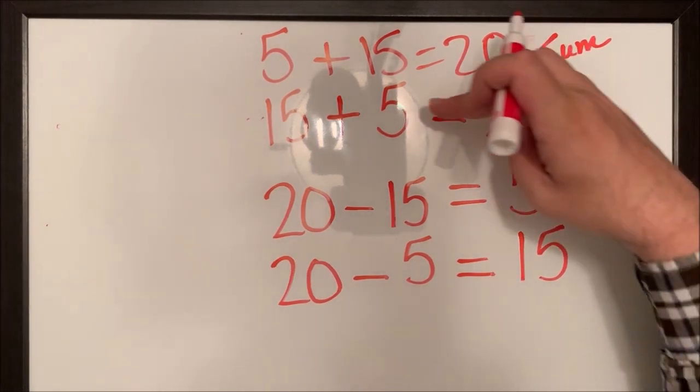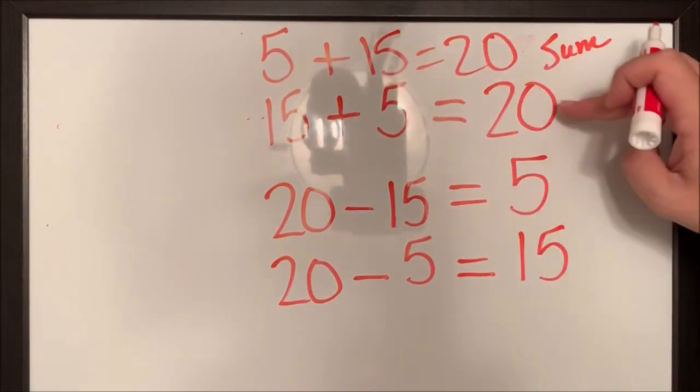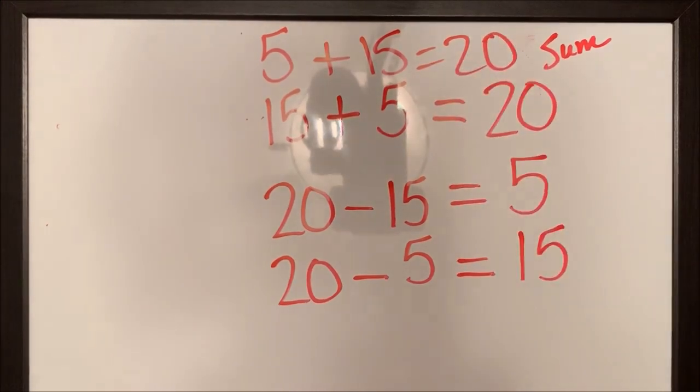So 20 subtract 5 is 15, and 20 subtract 15 is 5. And that is the inverse relationship between addition and subtraction.